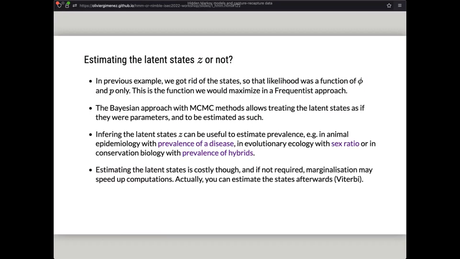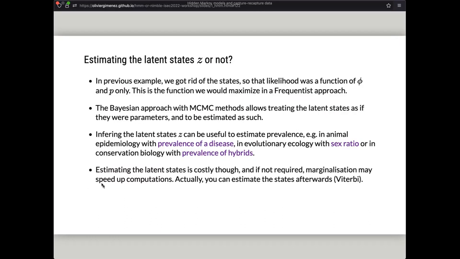But it's costly. And if you don't need to estimate the latent state, you can get rid of them, like we did in the previous slide, by a process we call marginalization. And that could speed up computations. It doesn't work all the time, but generally it speeds up computations. And you can estimate the states afterwards, actually. You can decode the states afterwards. We won't go into these details.